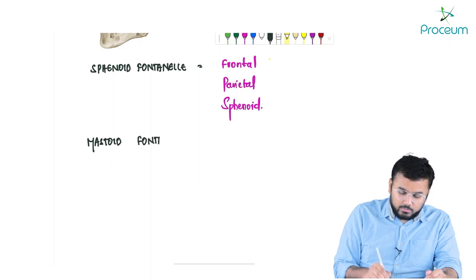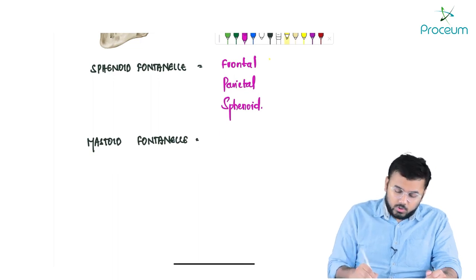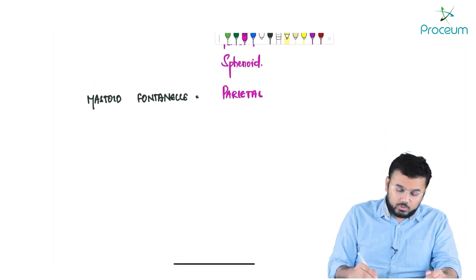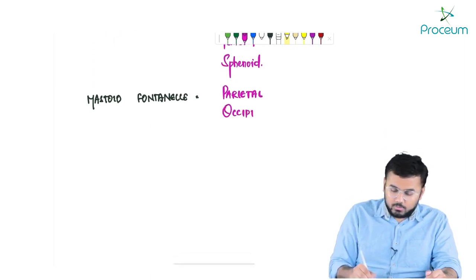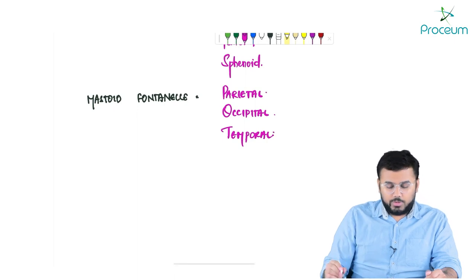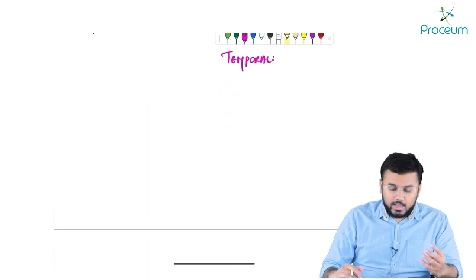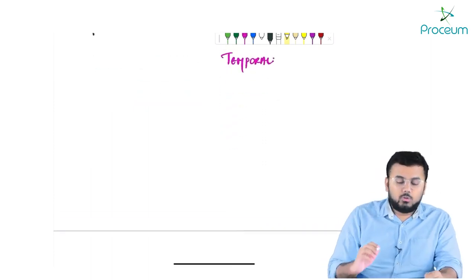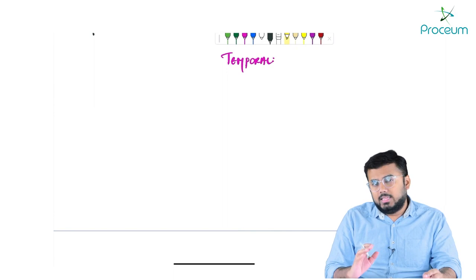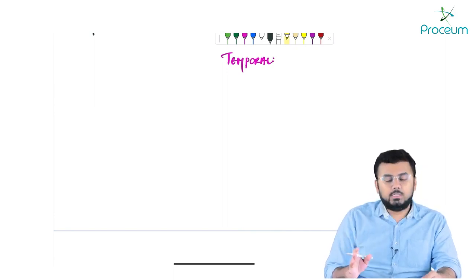So the next fontanelle is the mastoid fontanelle. The mastoid fontanelle is formed by which bones? You have your parietal bones, then your occipital bone, and after that your temporal bone. These bones together form your mastoid fontanelle. So overall, how many fontanelles do we have? We have 4 fontanelles. So what are those fontanelles? And we shall also see that each fontanelle closes at a specific age group.